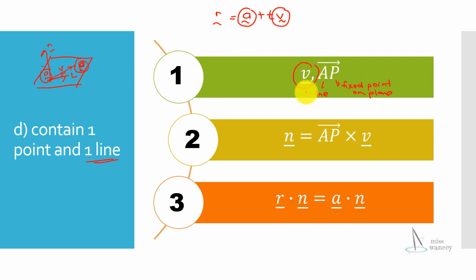Once you have those two vectors, do make sure to do the cross product for them, because we want to find our normal vector, a vector that is perpendicular to our plane. So once you have two vectors, you can actually cross them to get the normal, and then we're going to substitute into the formula r dot n equal to a dot n. So let us see one example for this one.